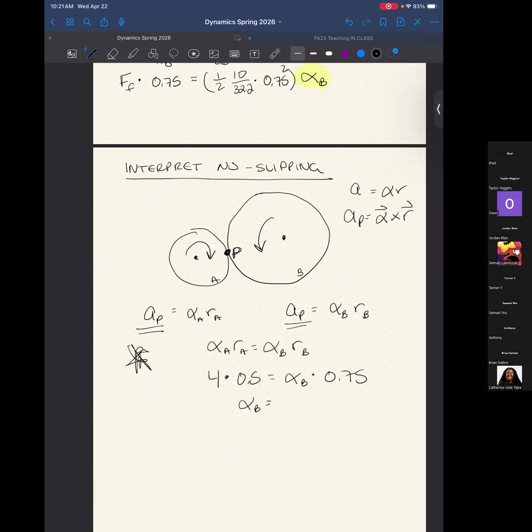I will do it with my calculator. 4 times 0.5 divided by 0.75. 2.66 radians per second. And then if I interpret the direction, it's going to be this way, or 2.66 positive k hat radians per second. Either one's fine.